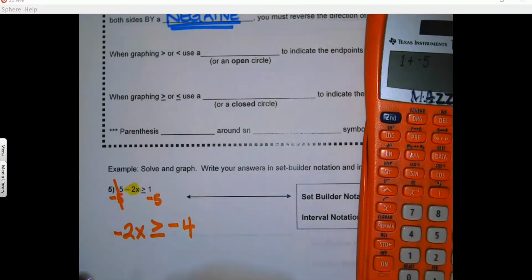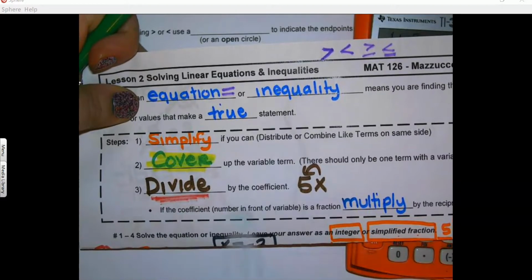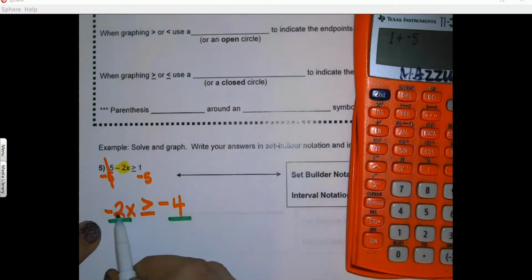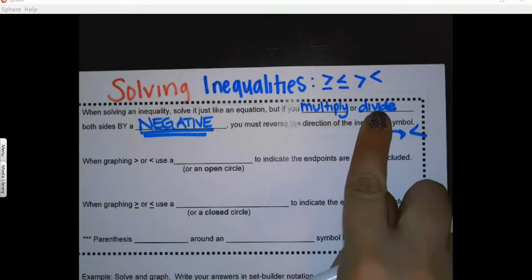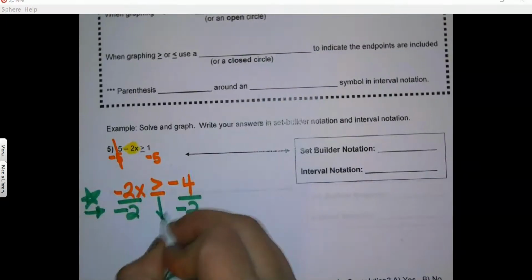Okay, so then we're going to go ahead and divide both sides. So that's the last step, is to divide if there's a number right in front of the variable like that. We're going to divide here by negative 2. Because we're dividing by a negative, this symbol has to now go the other way.